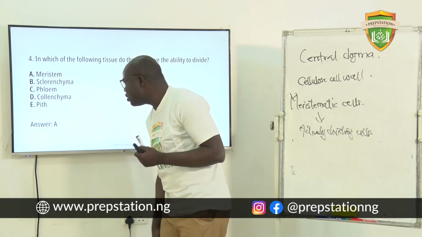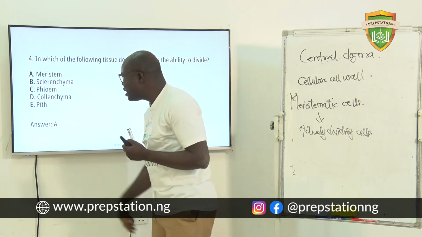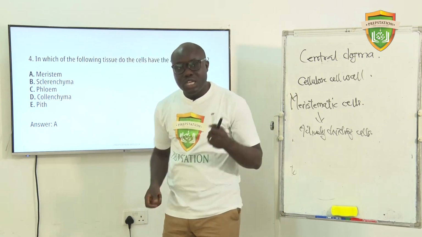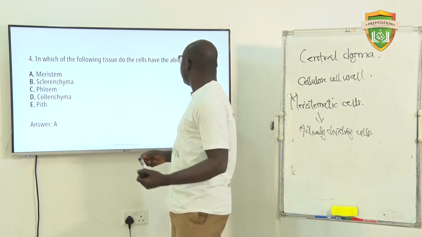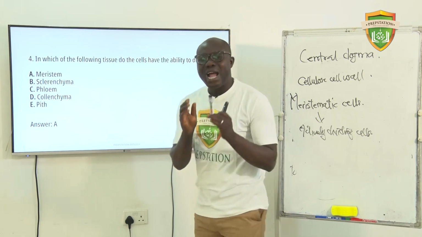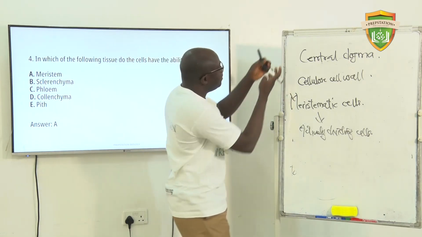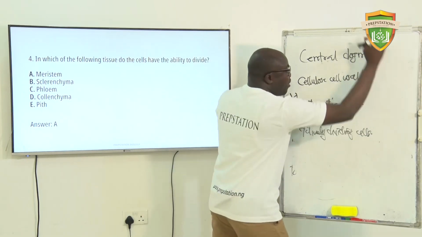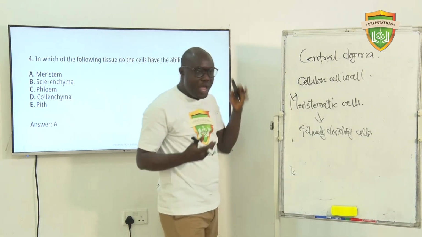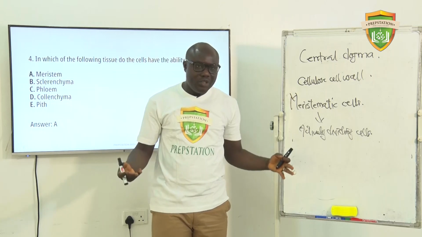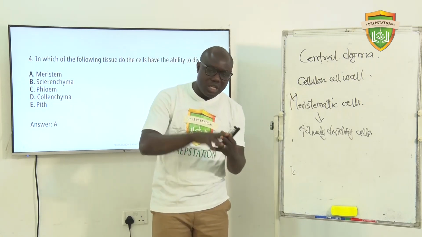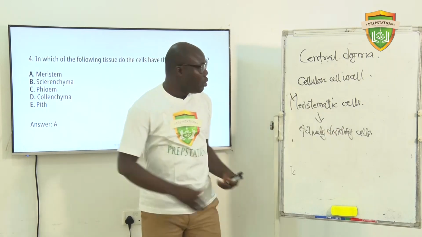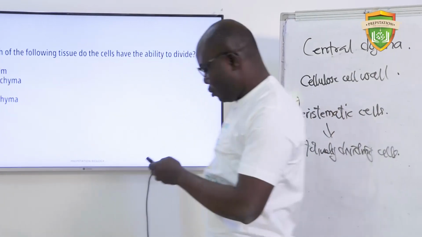And now ask me a question: where is this meristem found? Where are the meristematic cells found in an organism? They are found at the apices. What do I mean by the apices? They are found at the tip, because that is the part where cell division would definitely take place. So it's going to help the organism to either grow taller or to grow bigger. Okay, then the next one.